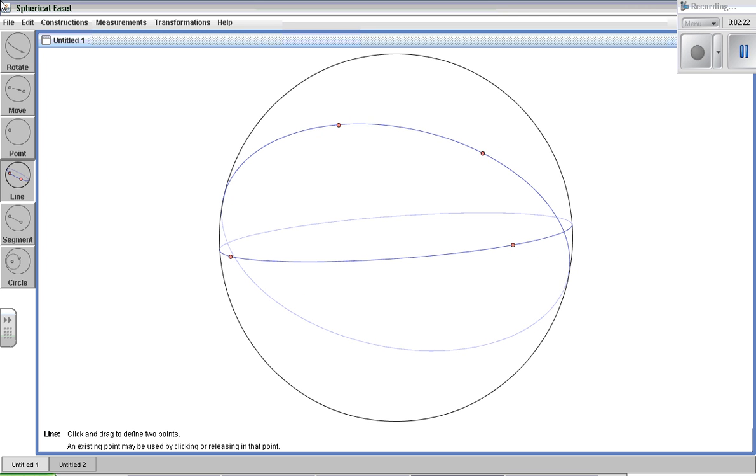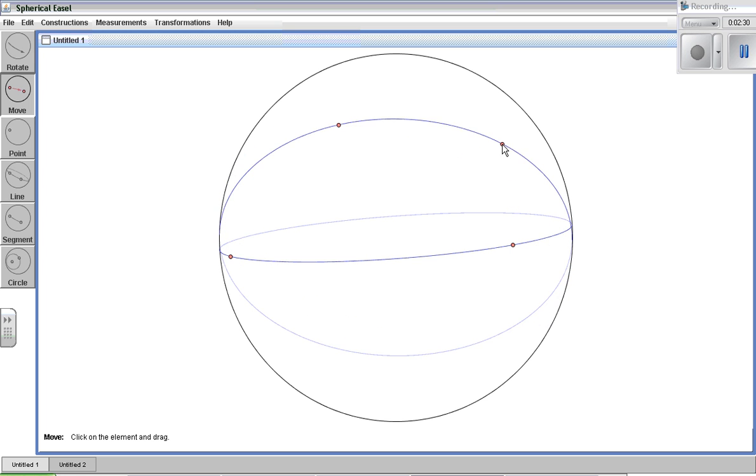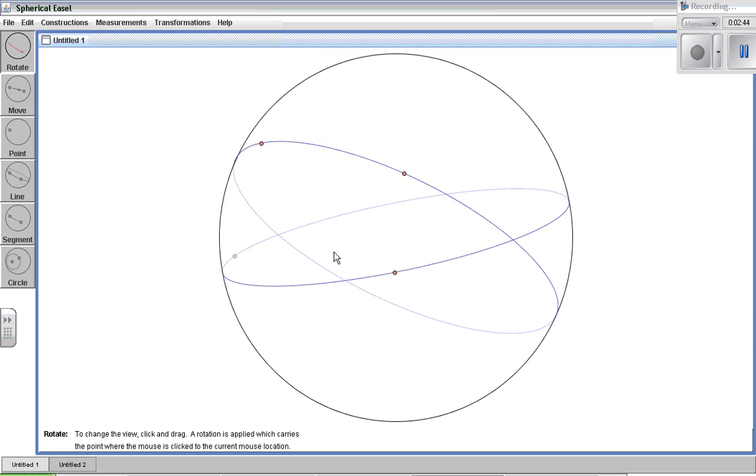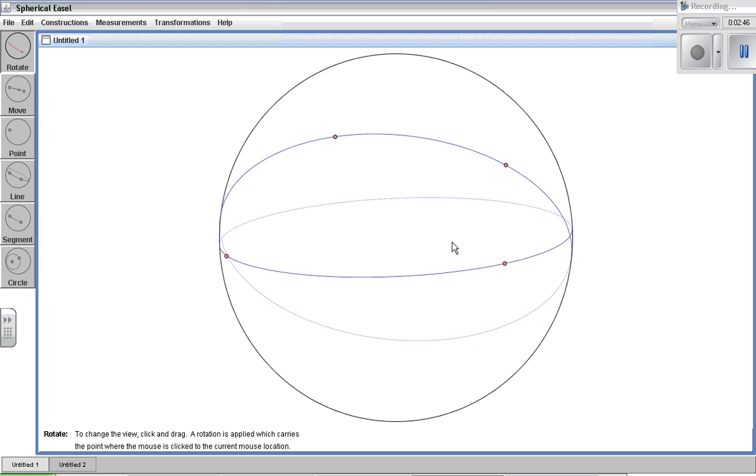using this spherical easel app. You can move these points around and try to figure this out and play with it and make sure that you see that there are no such things as parallel lines. They all intersect basically at the poles. And you can rotate so you can see the point of intersection a little bit better.